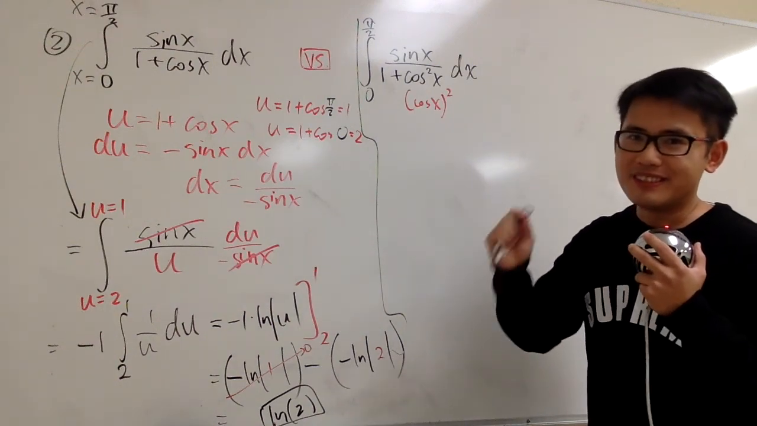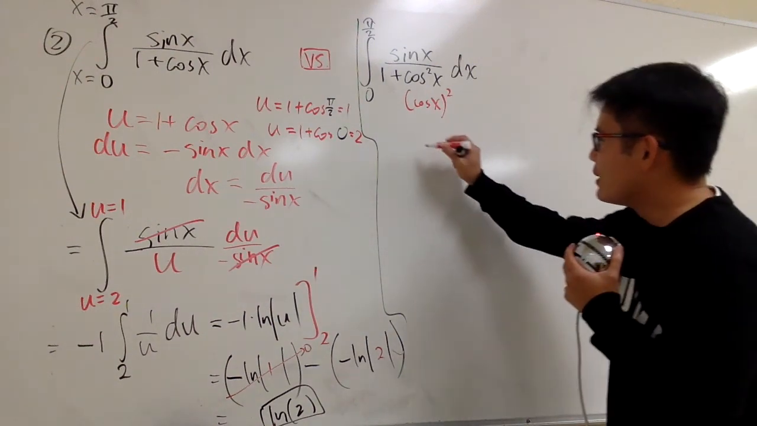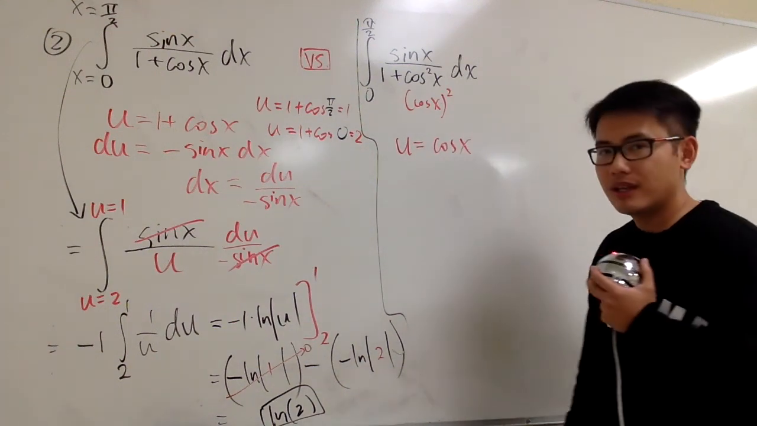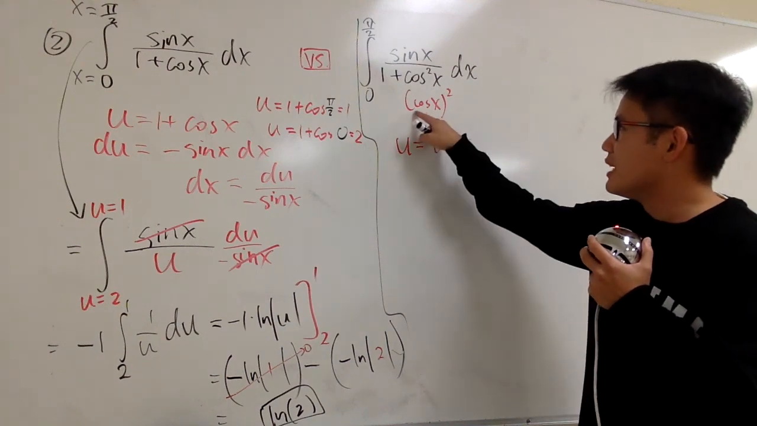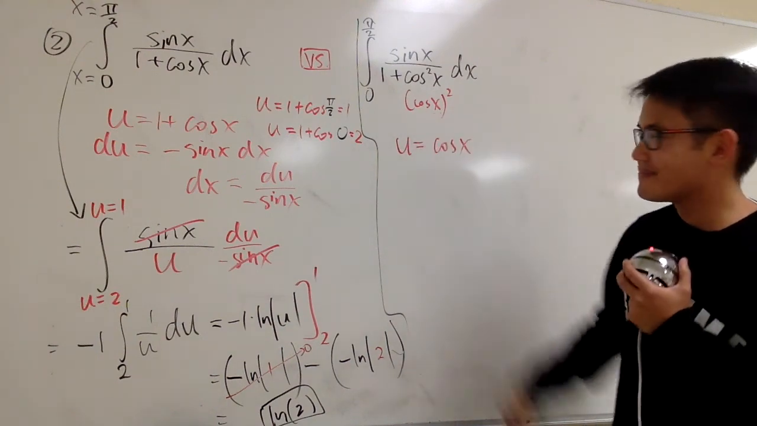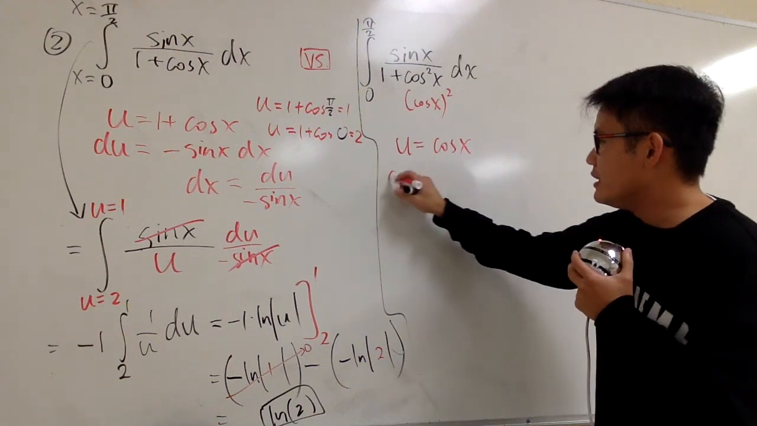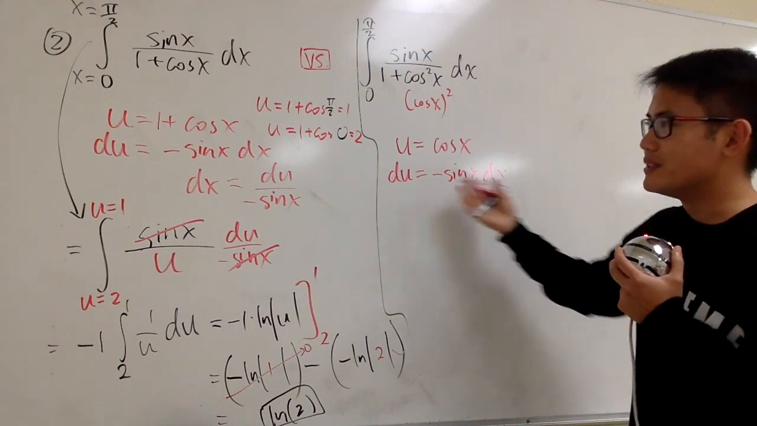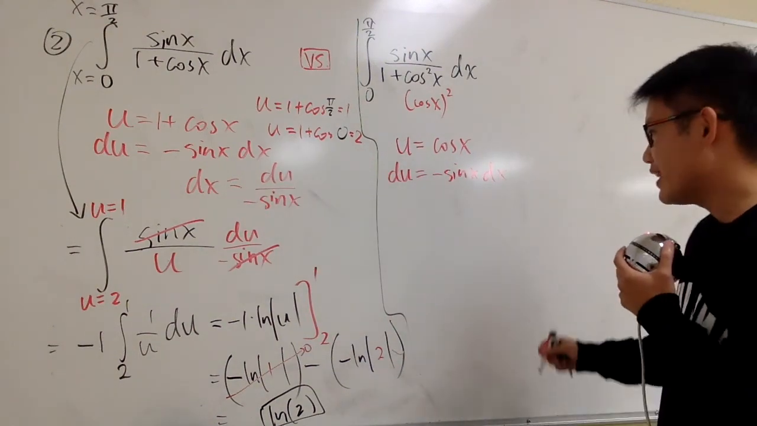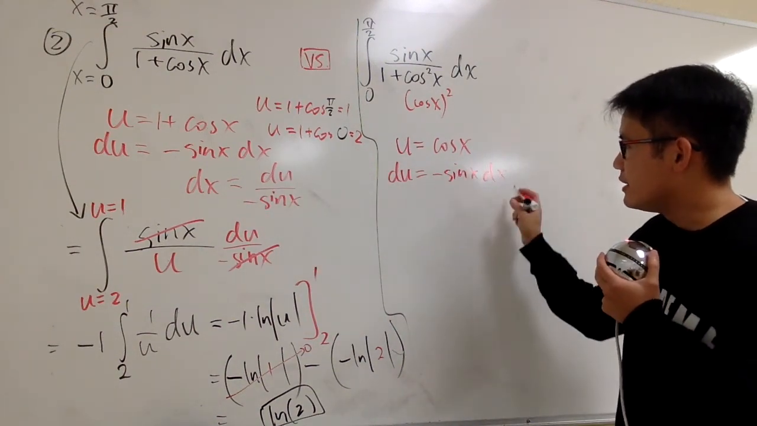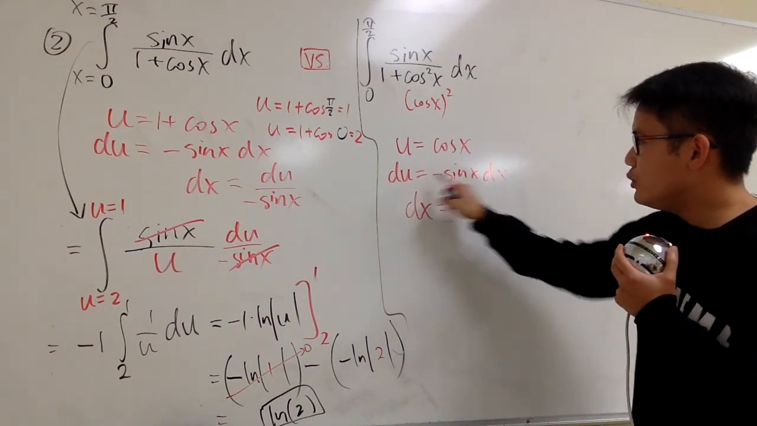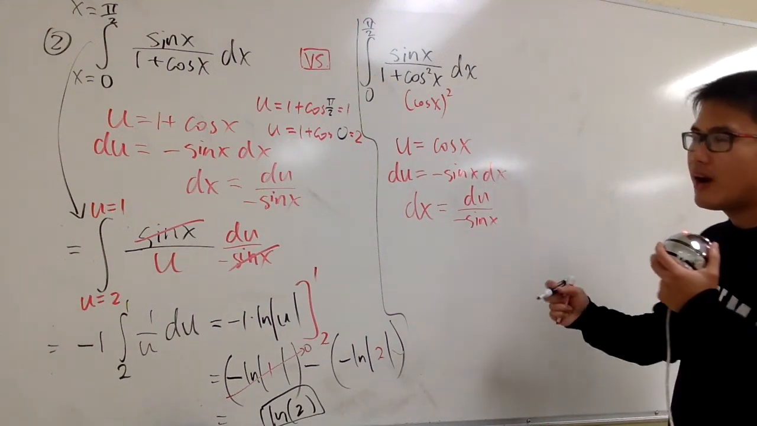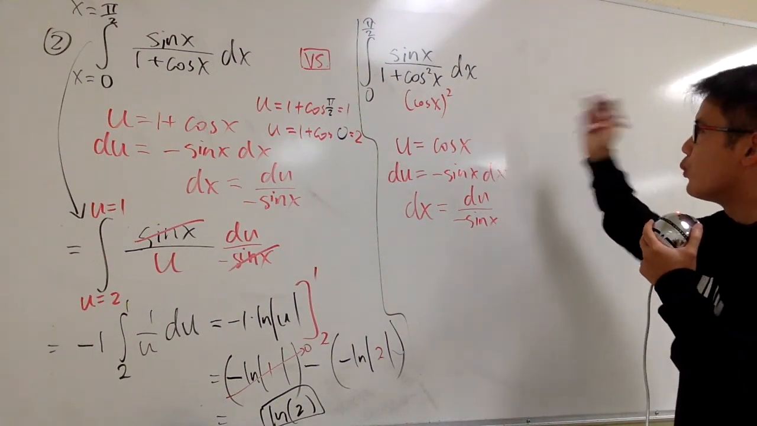Now, this is the time to work this out correctly. I will let u equal just the inside function, cosine x. I don't have the right to put on 1 plus because the inside function is just the cosine x, right? Okay, if I have this, you see du is going to be negative sine x dx, and that's pretty much the same thing over there. Very nice. And then I want to isolate the dx, so dx is going to be du over negative sine x.